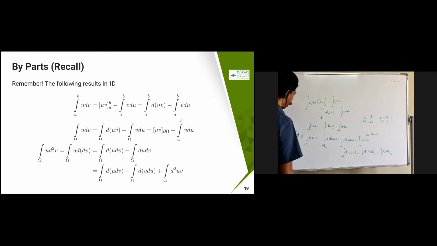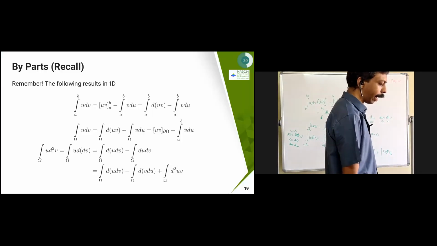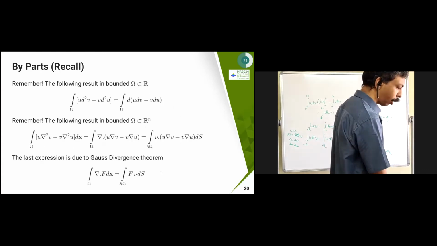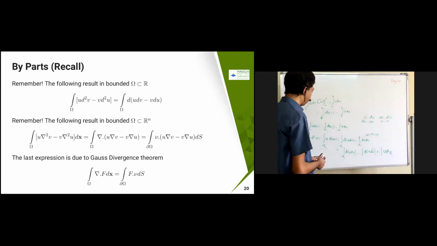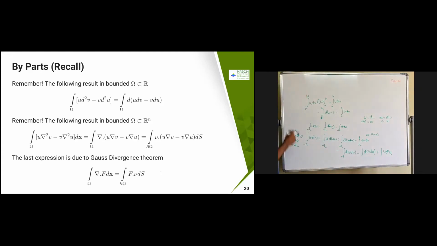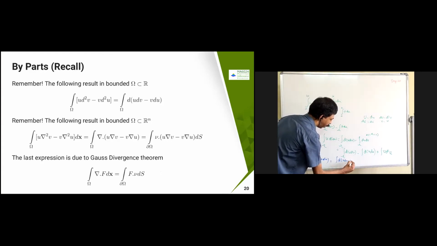So I can write three identities, which we are going to use again and again, so I am not going to repeat the derivation. In this case, we get u d squared v minus v d squared u equal to the integral over omega of d of (u dv minus v du).